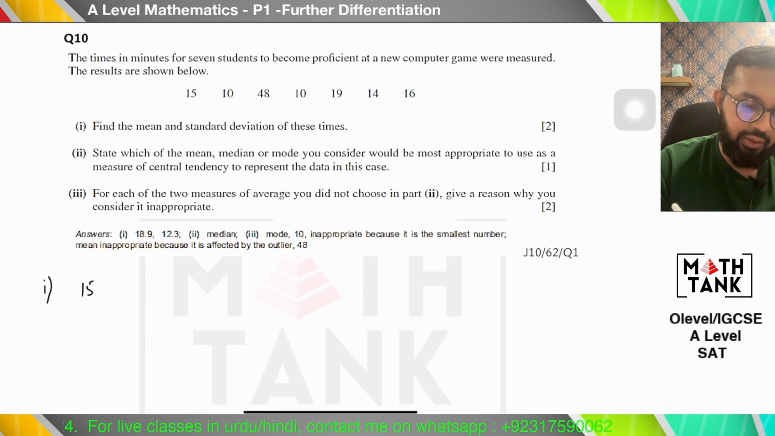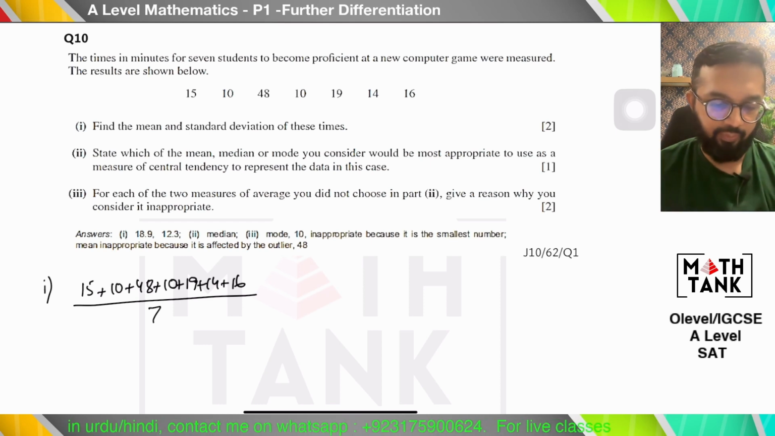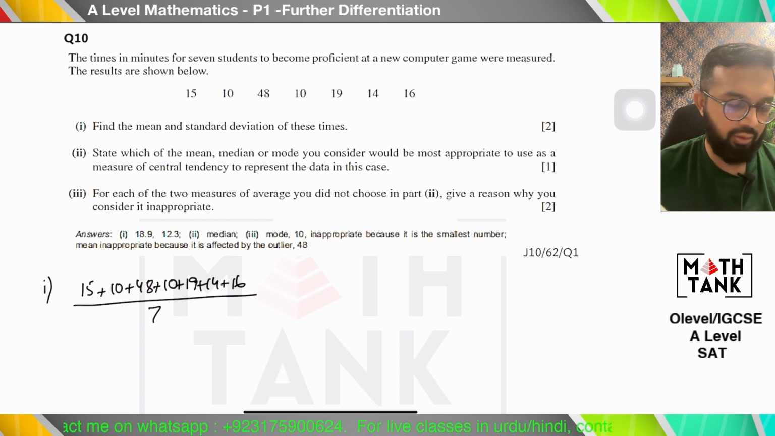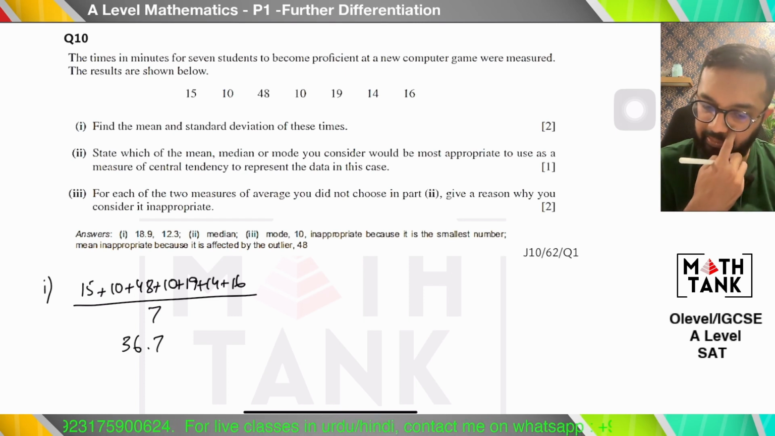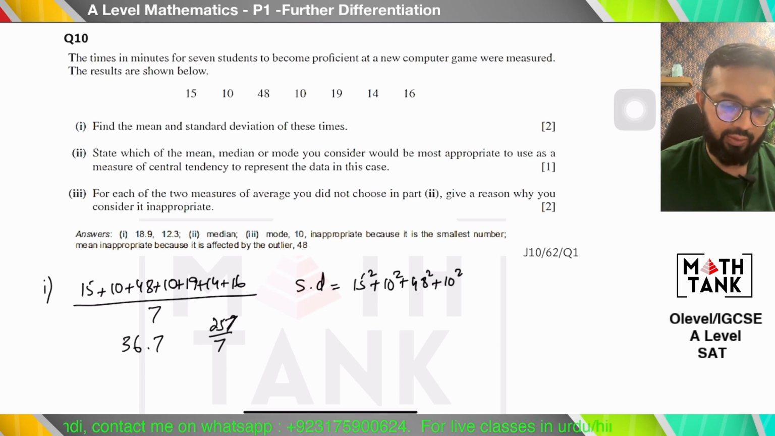Okay, so 15 plus 10 plus 48 plus 10 plus 19 plus 14 plus 16 divided by 7. 86.7 standard deviation. It was 257 over 7, just to be precise.